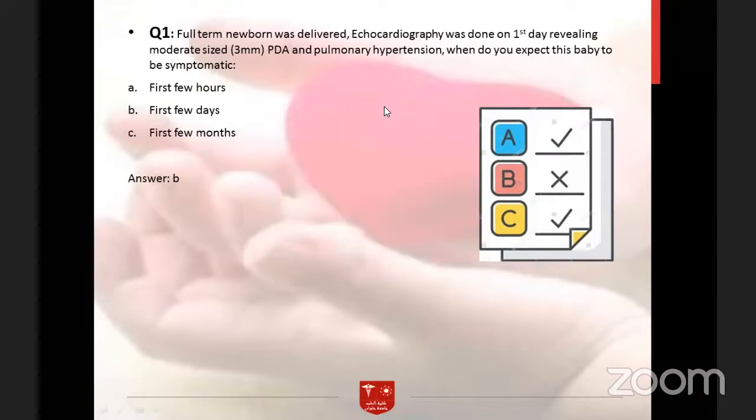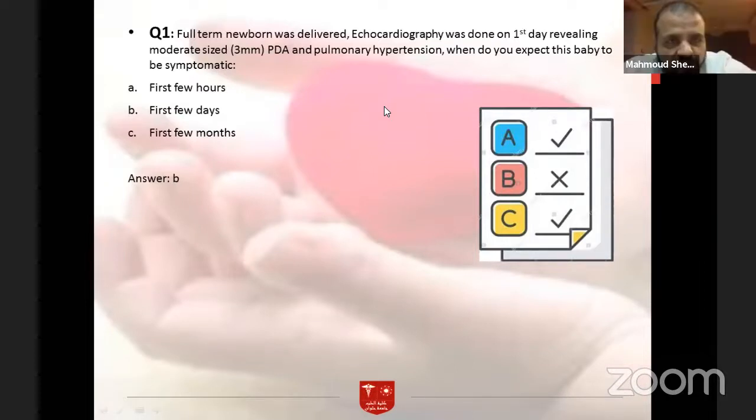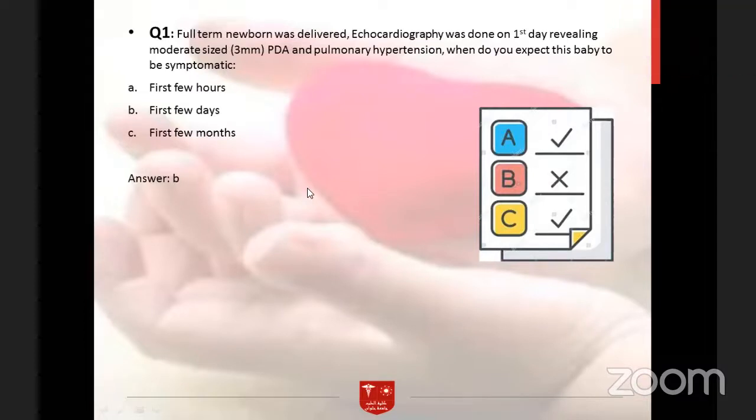Thank you so much, Dr. Mahmoud. You are absolutely right. The main idea is the decrease in the pulmonary vascular resistance. As we just mentioned, the pulmonary vascular resistance decreases by almost 50% in the first few hours. While the pulmonary vascular resistance is high, we will not have any significant left to right shunting, and the shunting starts immediately after the decrease in the pulmonary vascular resistance. Yes, it's true. Although the size is moderate, as you mentioned, it depends here on the pulmonary vascular resistance at this age.